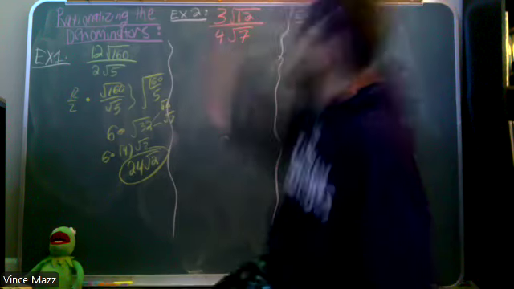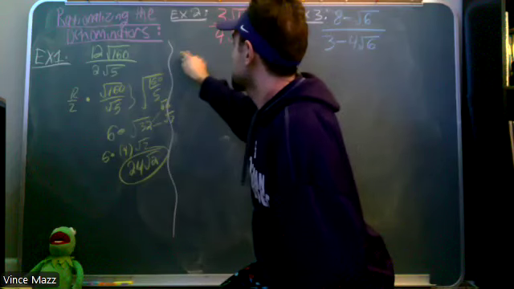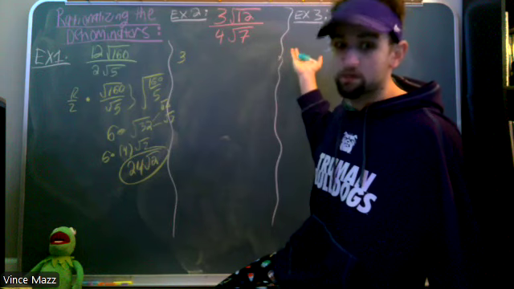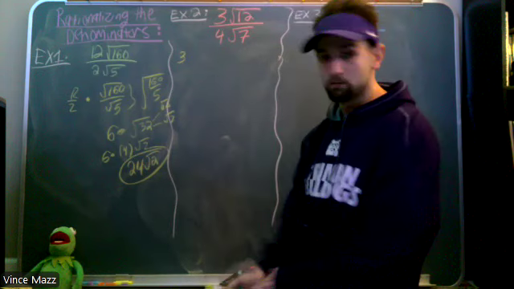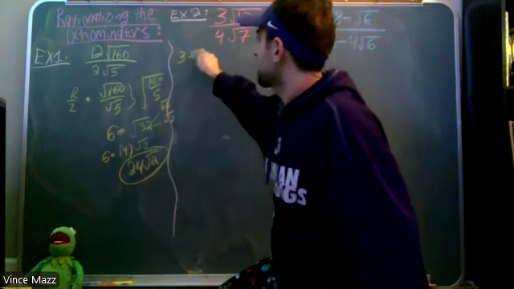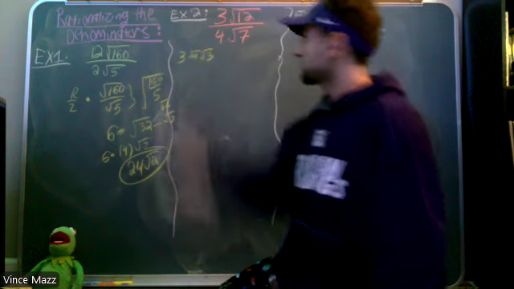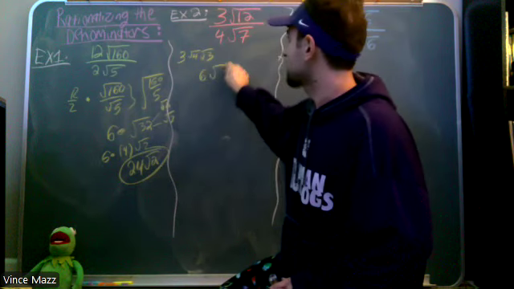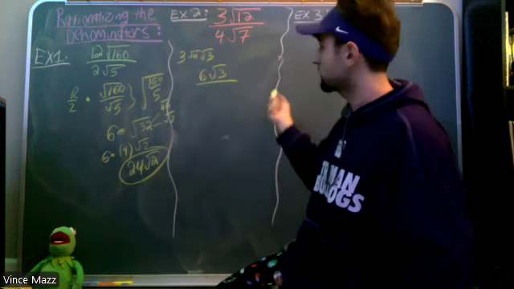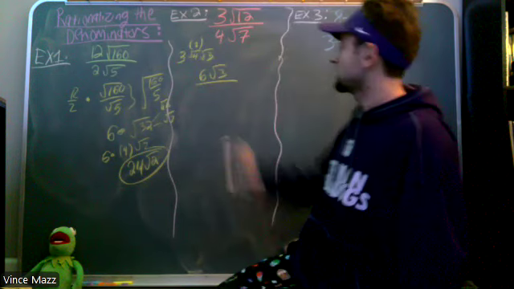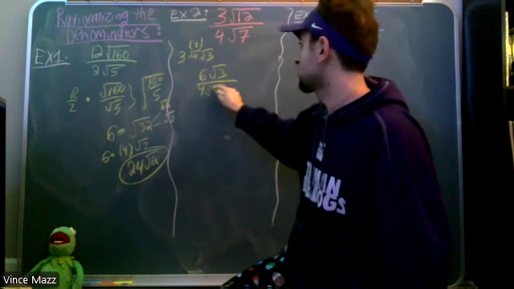So let's break down root 12. So you got 3, and then root 12, a perfect square that goes into 12 is 4. Don't break it down into 6 and 2 because neither 6 nor 2 are perfect squares. So you got root 4, root 3, because 4 times 3 is 12. So then you got 6 root 3 up top now, because the square root of 4 is 2, and 3 times 2 is 6, over 4 root 7.